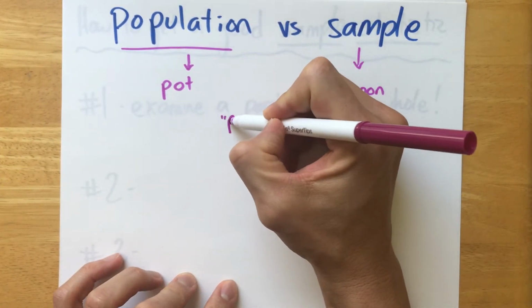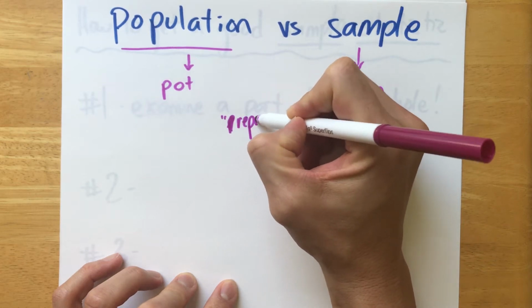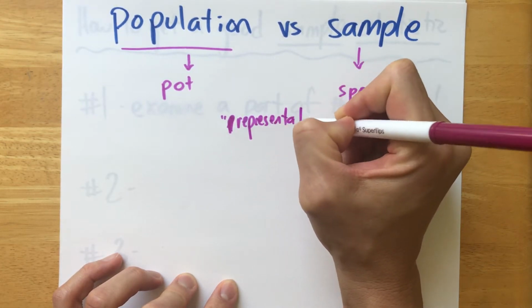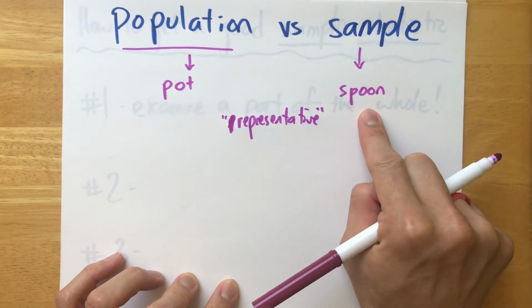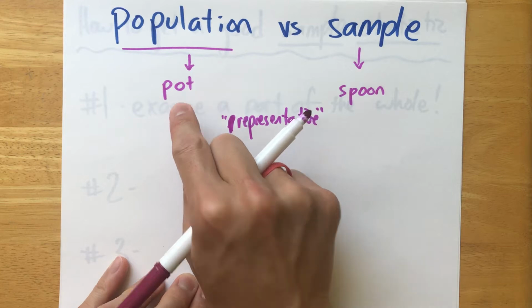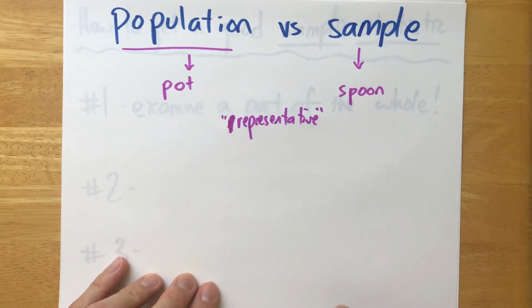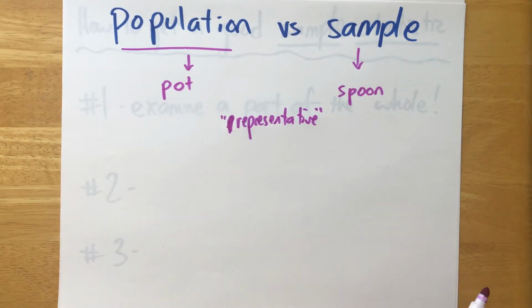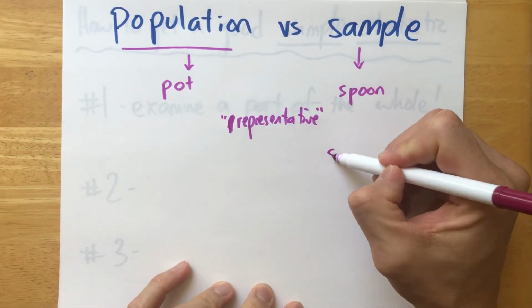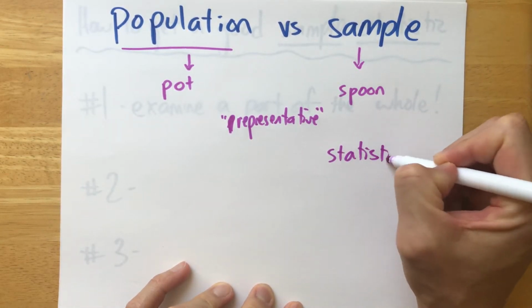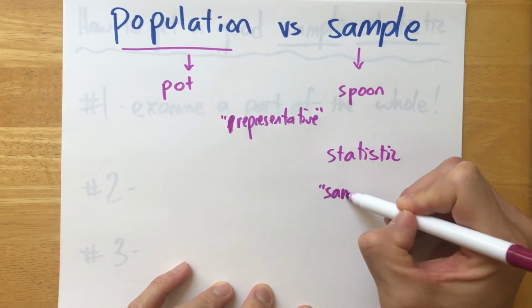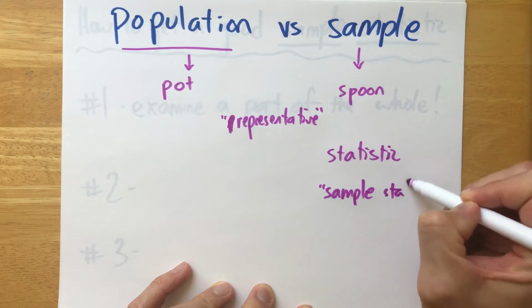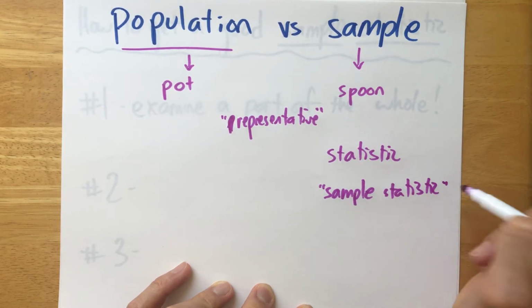Is this term, representative? This is a really key idea. You want to make sure your spoon, your sample, is representative of the entire pot or the population, okay? So there's some other terms that go along with this that you'll see. You'll see something called a statistic, okay? And then you'll also see something called a sample statistic. These two things mean exactly the same, okay?